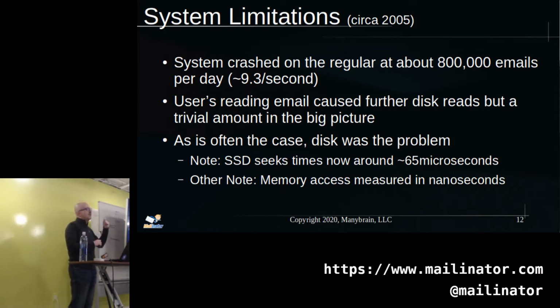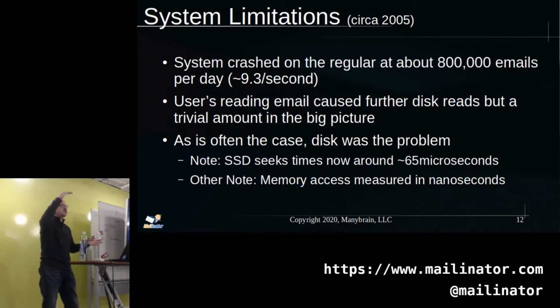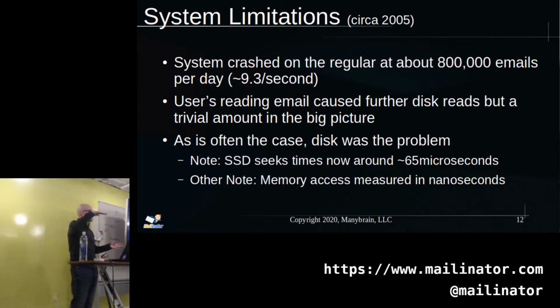If we would have had SSDs back then, a typical seek time on an SSD is about 65 microseconds, so an order of magnitude quicker, we could have lasted a lot longer on an SSD. I don't think we could have actually lasted the volume we get today. However, memory is measured in nanoseconds. So spinning disks in milliseconds, SSDs in microseconds, and memory in nanoseconds.